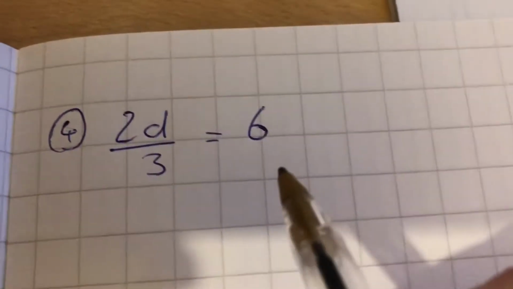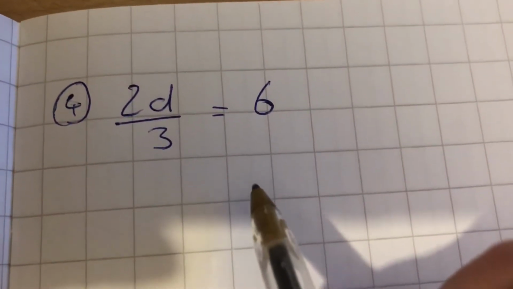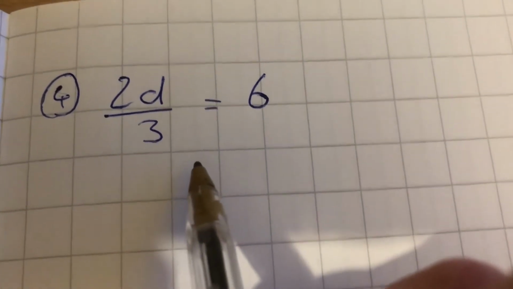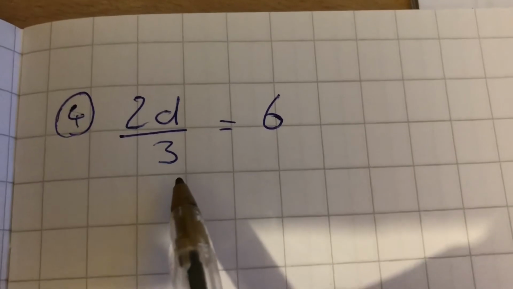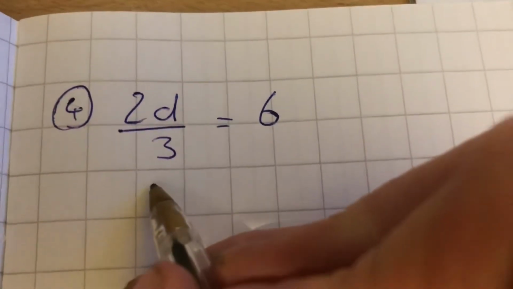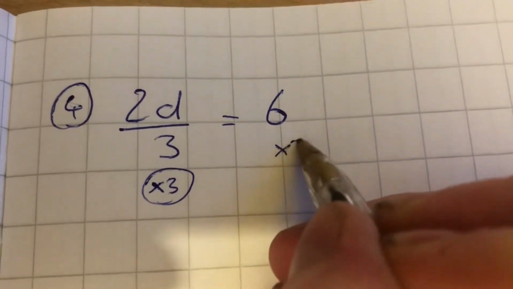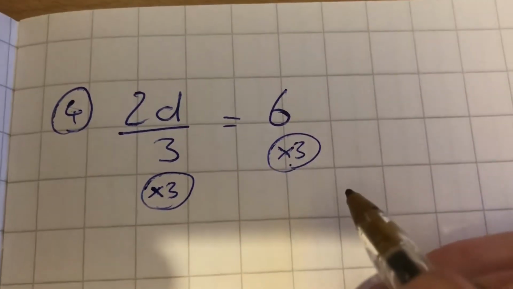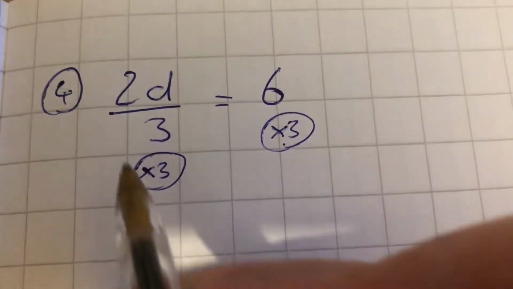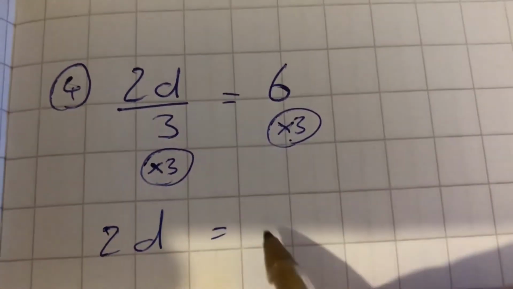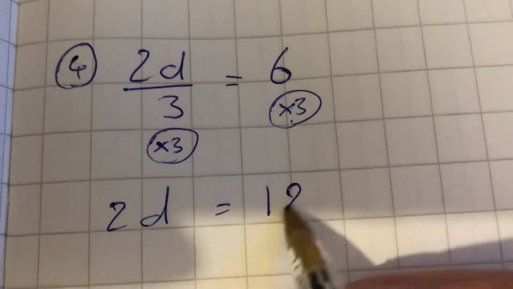Moving on, our fourth example, 2d over 3 equals 6. Because this is all over 3, similarly to the previous example, we're going to get rid of the 3 on the bottom line first. To get rid of that 3, I multiply by 3 because it is dividing. So I multiply by 3, I multiply by 3 on the right as well. That gets rid of the 3 on the bottom. So I'm left with 2d is equal to 6 times 3, which is 18.